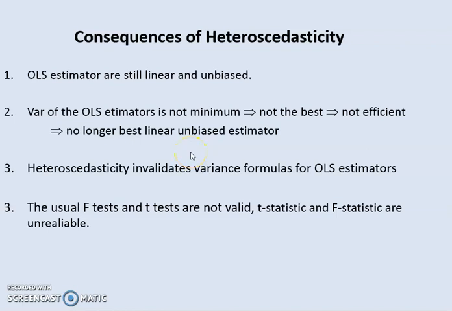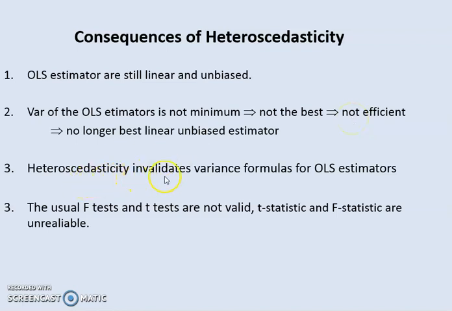Consequences of heteroscedasticity. With heteroscedasticity, our OLS estimators are still linear and unbiased, but the variance of the OLS estimators is no longer minimum. Meaning that our estimators are no longer best linear unbiased estimators, no longer BLUE. And when we say not minimum, it means that it's not efficient.